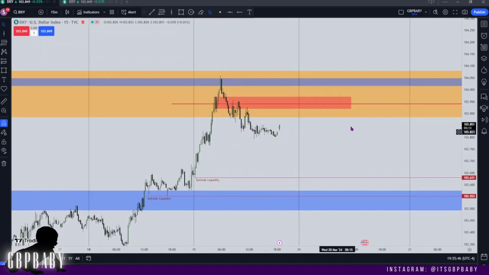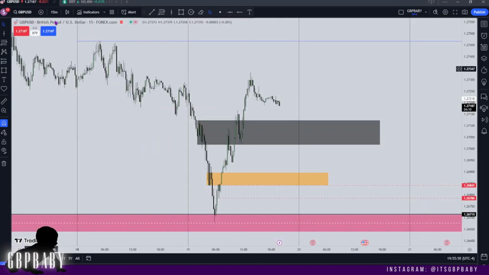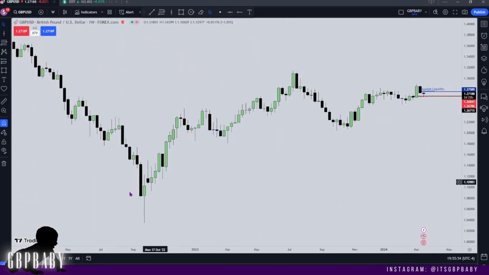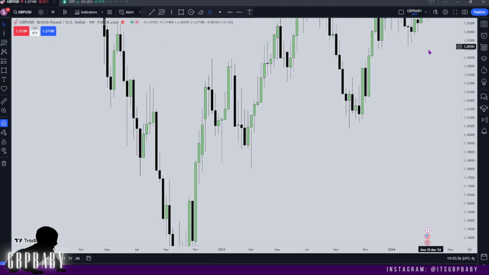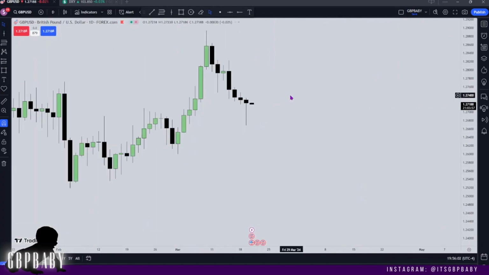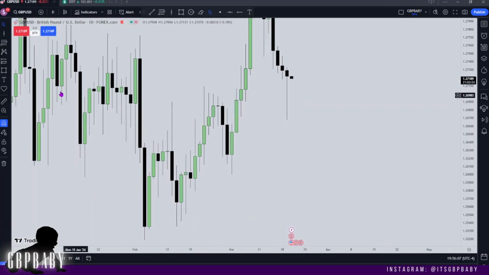Now let's head over to GBP USD. I'm going to start on the weekly here, and again you can see how we've traded down into this weekly bullish order block beautifully, and on the daily you can see price action. So we came down, traded into this fair value gap right here.